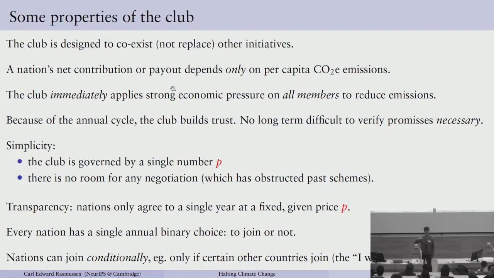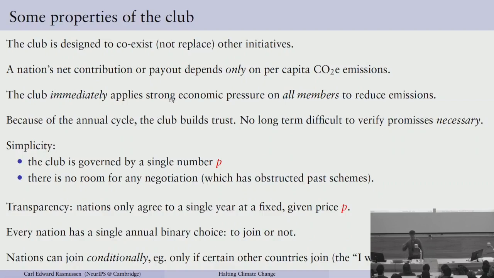So it should be clear that if your emissions are the average of all the club members, then the amount you pay in and the amount you get out is going to be the same. If you have a bigger emission per capita than the average, then you'll be a net contributor, and if you have a smaller one, you'll be a net beneficiary. For example, if all countries were members, the UK has an emission of 5 tons per year at the moment, which is equal to the global average. So the UK would be a neutral member in that sense.